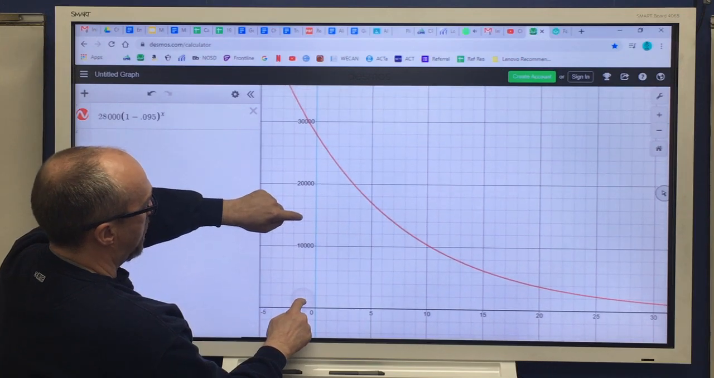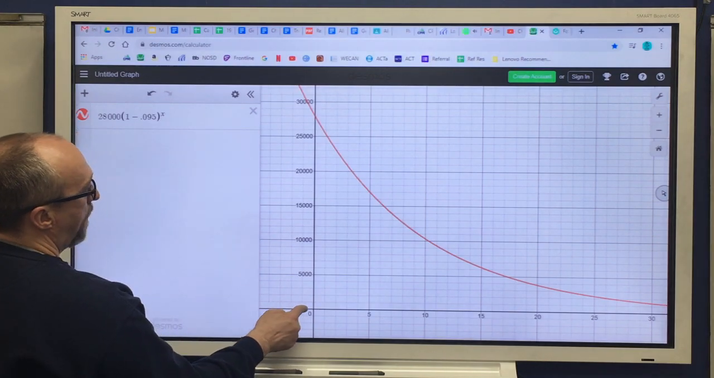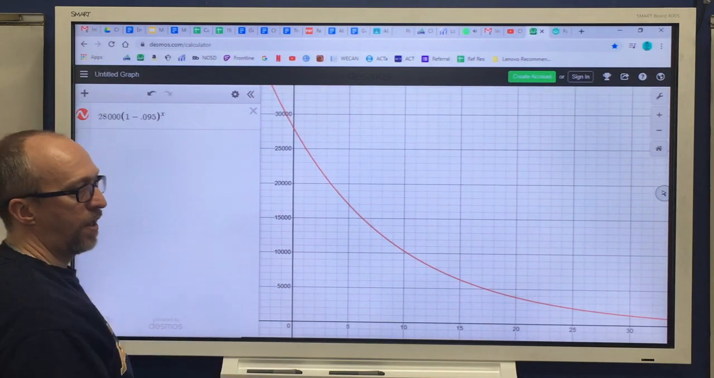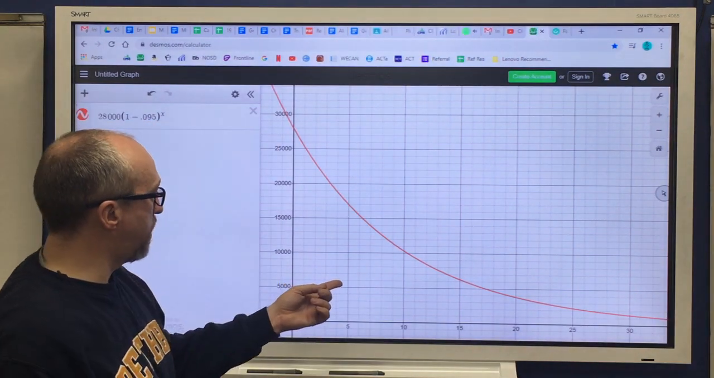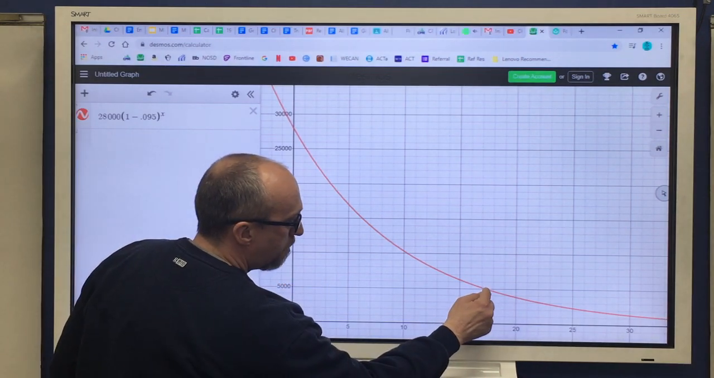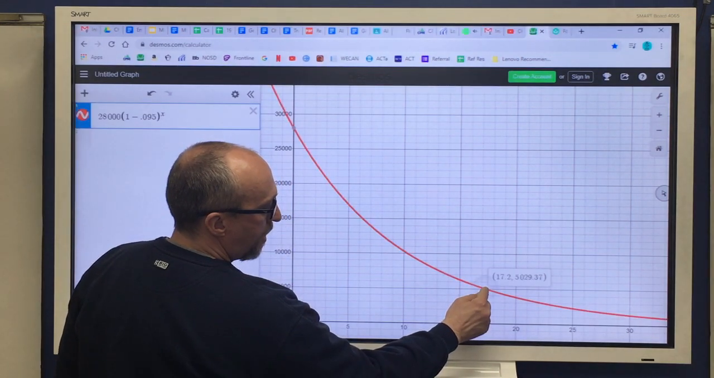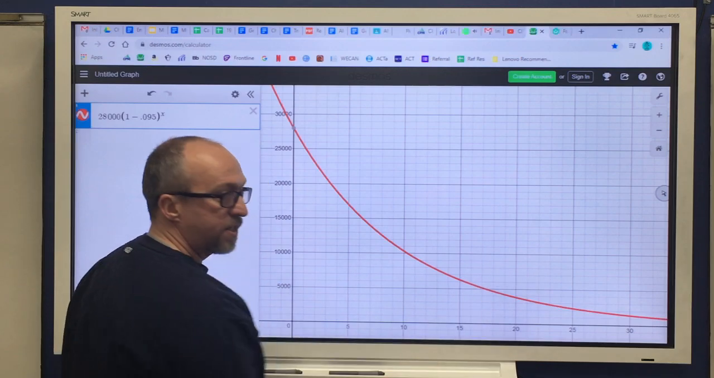Here we go. This is the graph that we would probably put into our notebooks. The question in the book was, when's that thing going to equal $5,000? Remember the trace button on the calculator? Your finger is the trace button. So it's a little over 17 years.